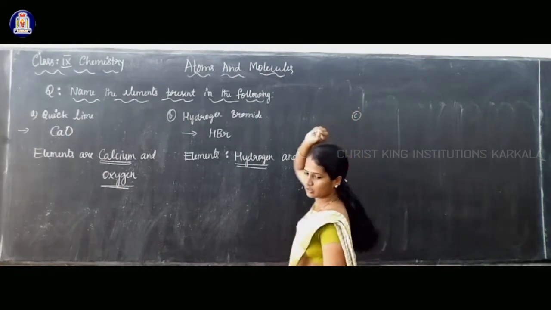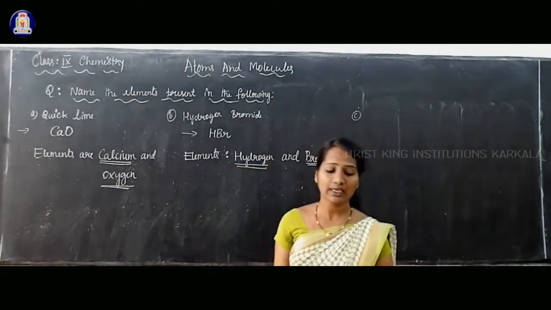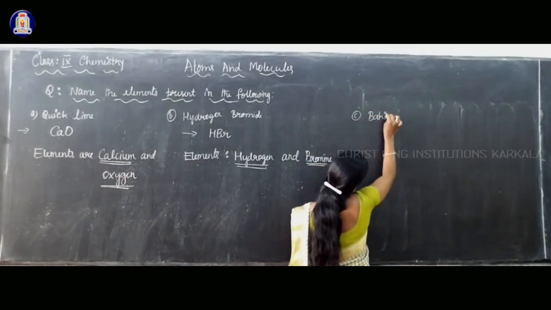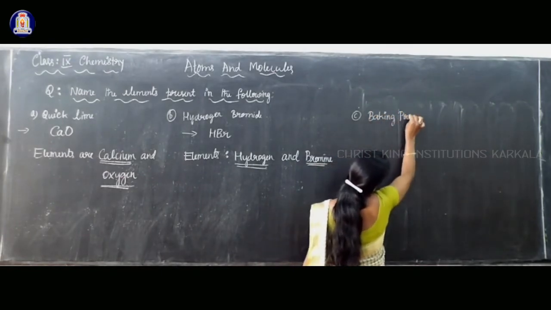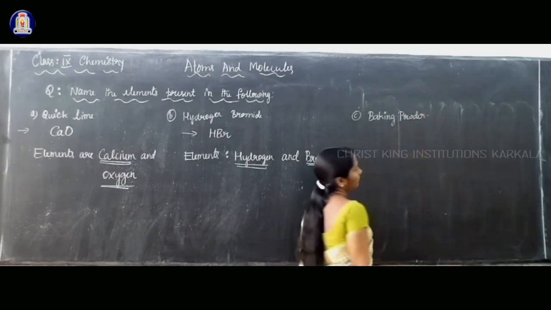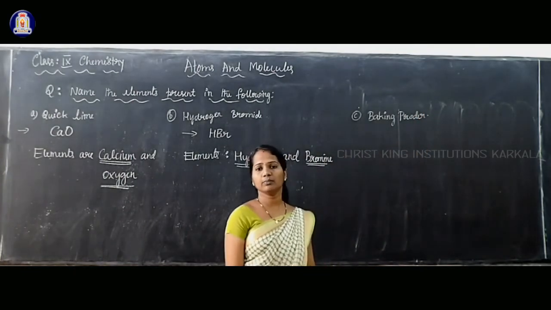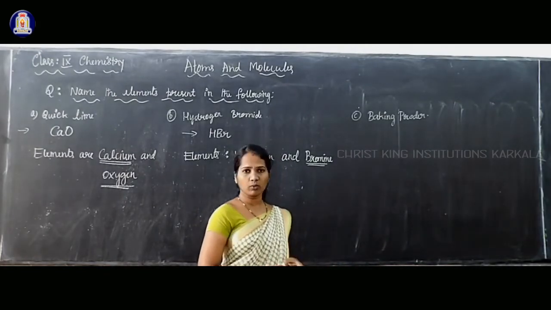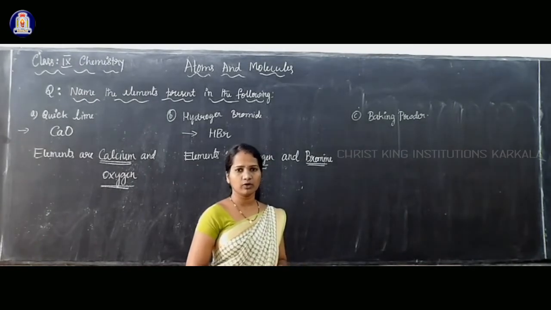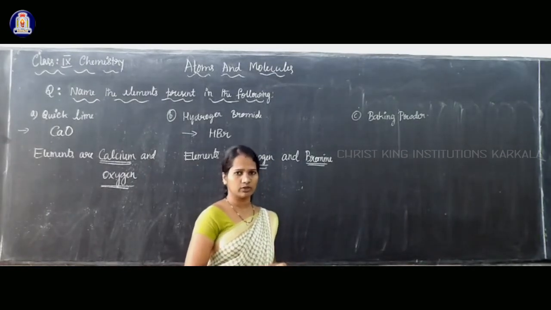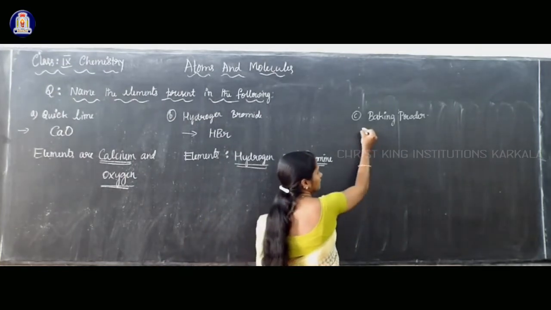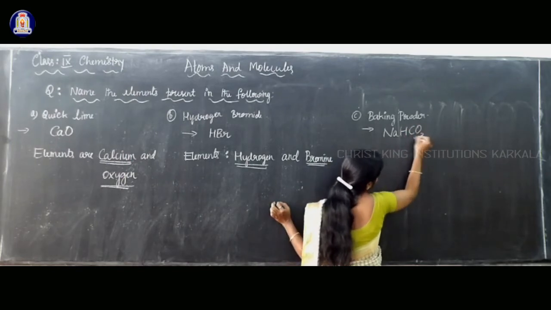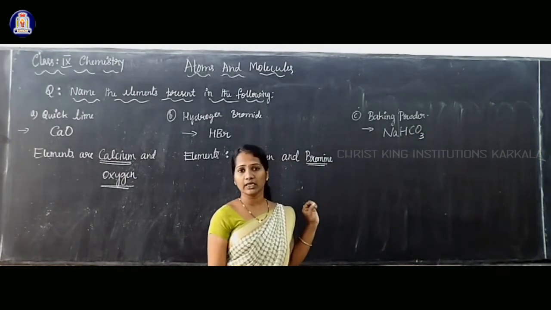Now move to the third question given in your textbook, that is baking powder, which is used in bakeries to make bread or cake soft. You have studied baking powder in your 8th standard. The chemical name of baking powder is sodium hydrogen carbonate. The formula can be written as NaHCO3. This is the chemical formula of baking powder.